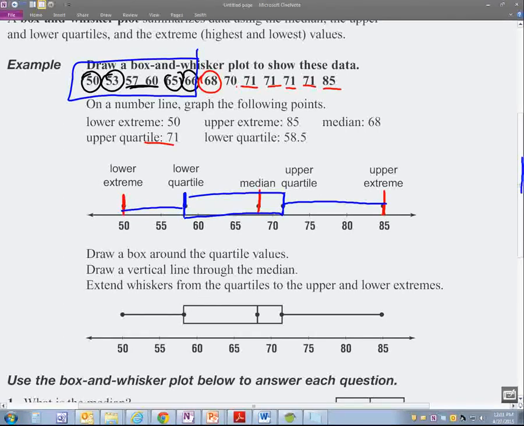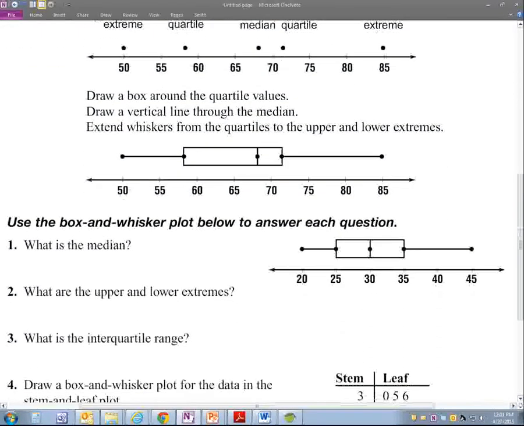So we draw a box around the quartile values, draw a vertical line through the median, and end the whiskers and quartiles at the upper and lower extremes. Now, there's 2 ways you could do this. You see how there's dots there? You'll also see them with the line like we've been doing, and isn't that how it is in your notes? Yep. So you see them with the line or just a dot.